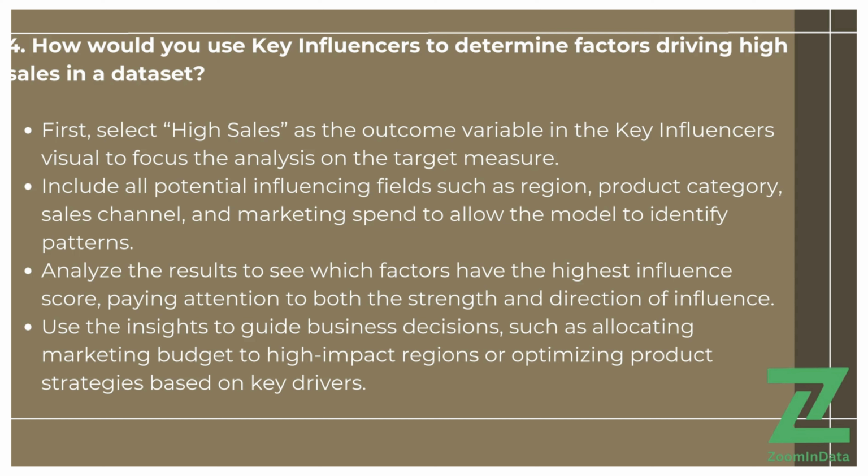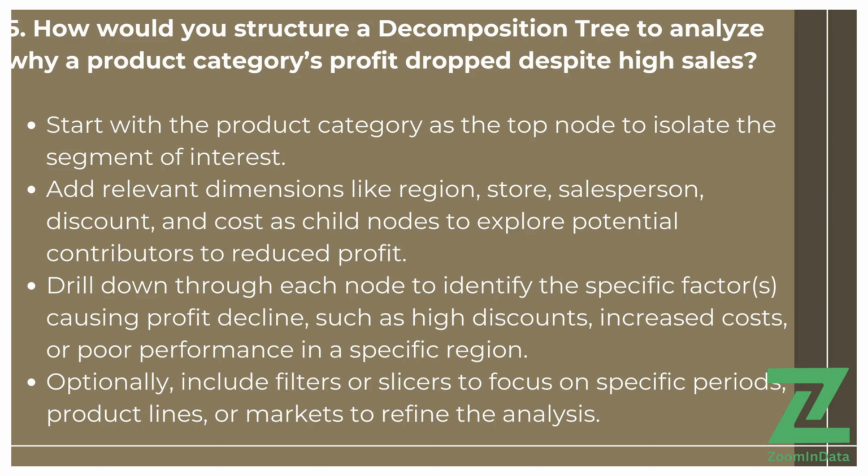Fifth question: how would you structure a decomposition tree to analyze why a product category's profit dropped despite high sales? Start with the product category as the top node to isolate the segment of interest. Add relevant dimensions like region, store, salesperson, discount, and cost as child nodes to explore potential contributors to reduced profit.